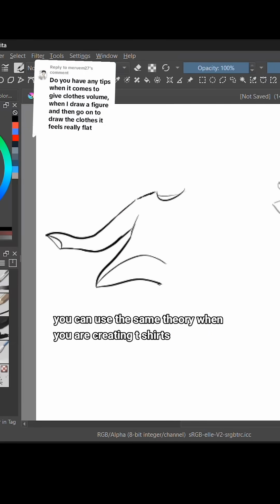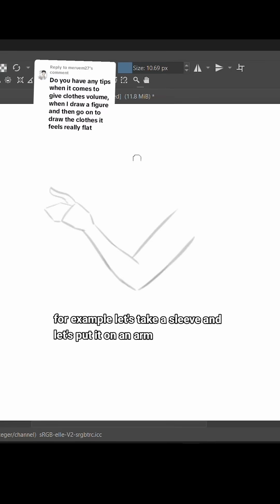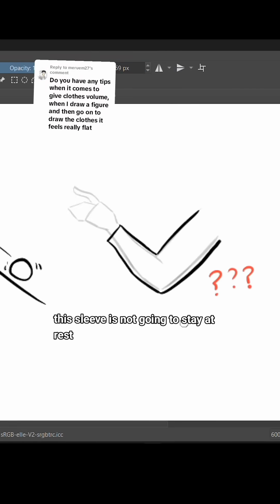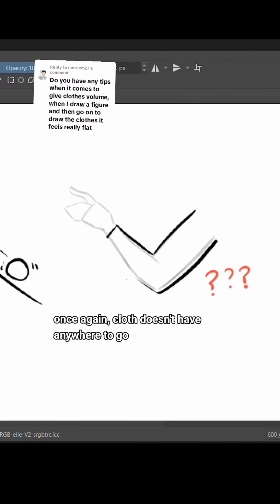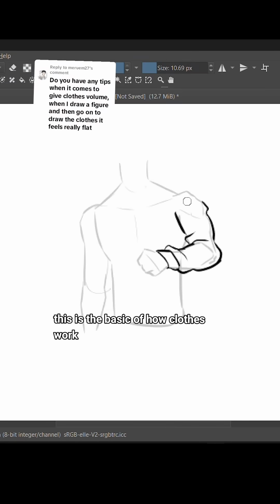You can use the same theory when you are creating t-shirts, for example. Let's take a sleeve and let's put it on an arm. Now obviously, just like a ball rolling down a hill, this sleeve is not going to stay at her wrist. It's going to move downwards. Once again, cloth doesn't have anywhere to go, so it bunches up and forms wrinkles. This is the basic of how clothes work.